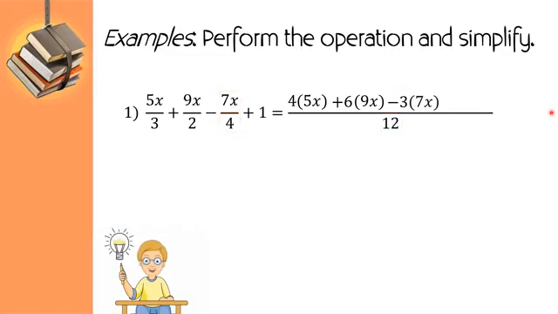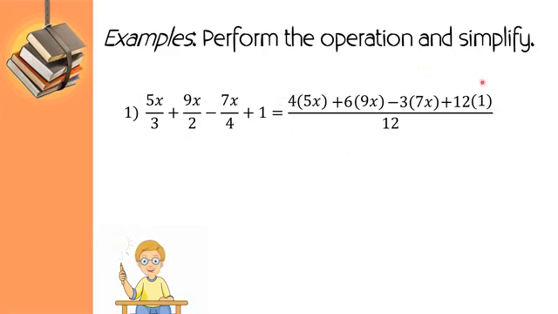Let's proceed with our fourth fraction. 1 is also a fraction because its denominator is 1. So 12 divided by the denominator 1 is equal to 12. We write plus 12 times our numerator, that is 1. After doing the process, now we have this fraction.